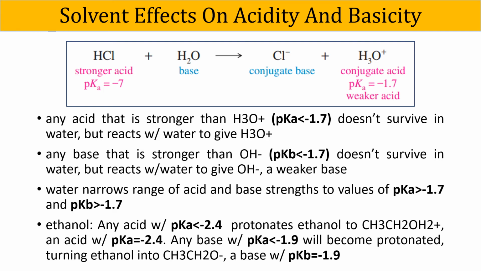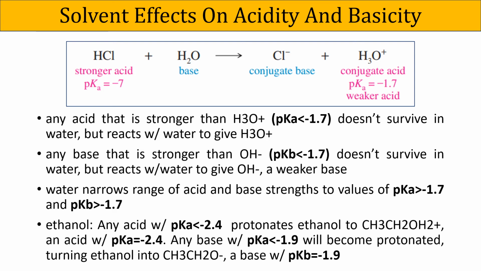Water narrows the possible ranges of acid strength and base strength to values of pKa greater than -1.7 and values of pKb greater than -1.7. Any acid with a pKa more negative than -1.7 will be leveled to hydronium ion with pKa equals -1.7. Any base with a pKb more negative than -1.7 will be leveled to hydroxide with pKb equals -1.7.